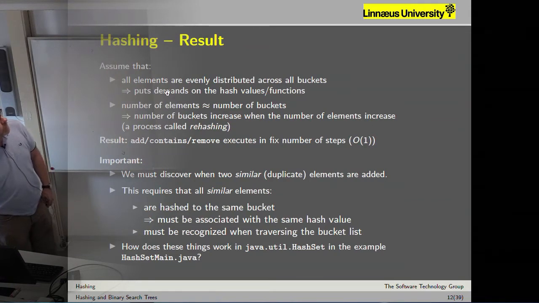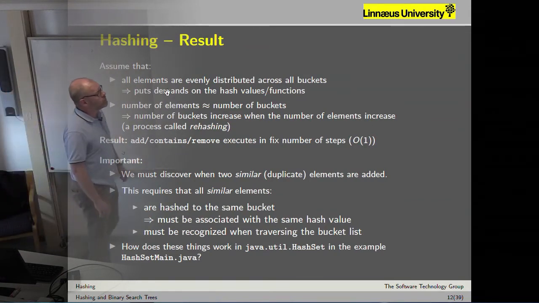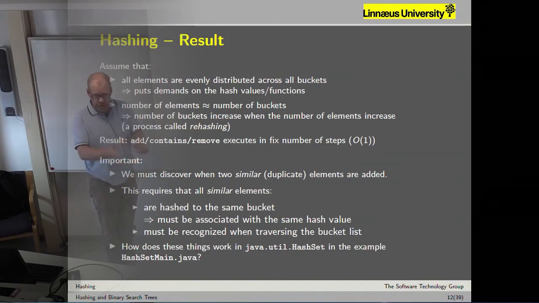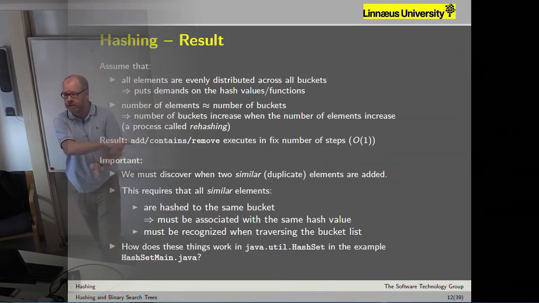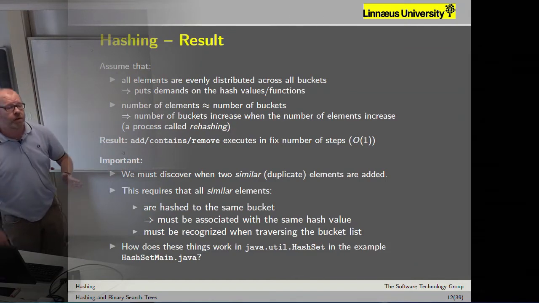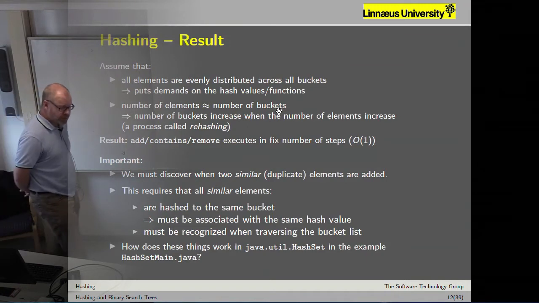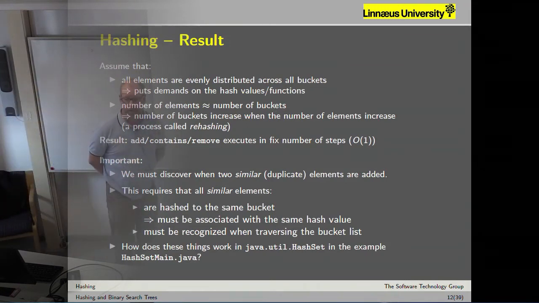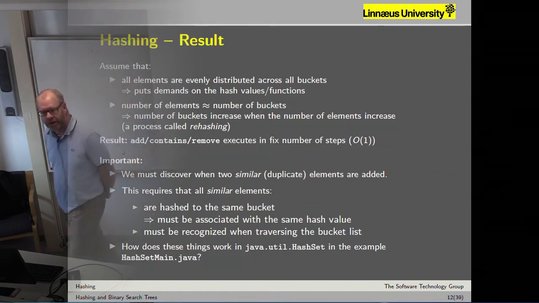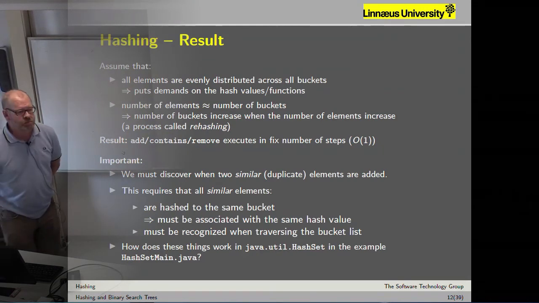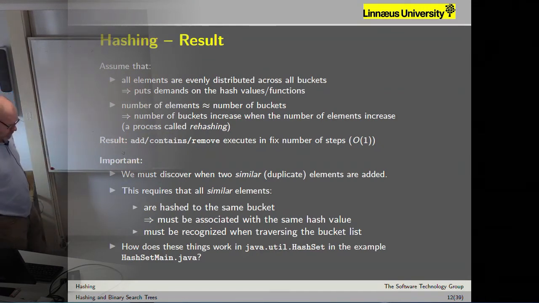Assume now that all elements are evenly distributed across all buckets. That means our hash function is fair in the sense that it distributes all the elements across all buckets evenly. Also assume that the number of elements is roughly the same as the number of buckets. What will be the average length of the list in that case? Average length of the linked list in this case? 1. That means in constant time we will traverse the list.